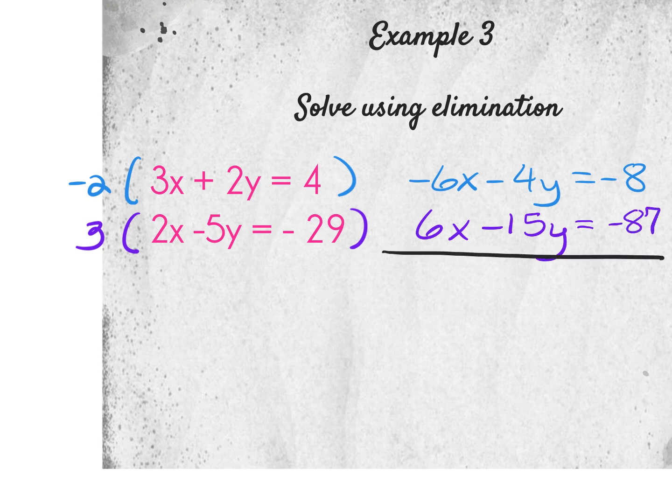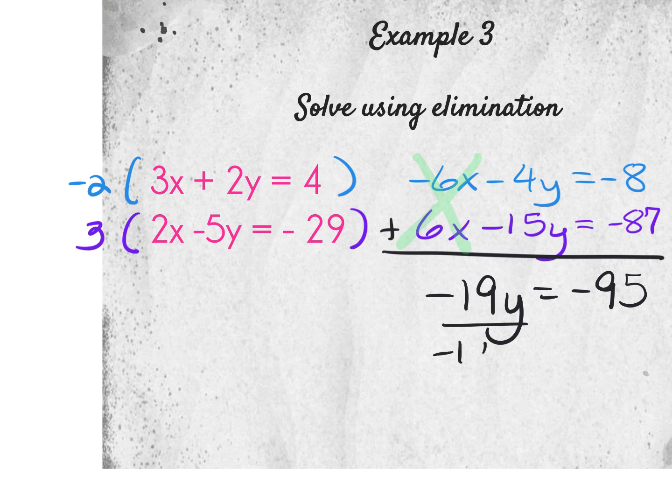Now I can add my two new equations together, and the x term cancels out, becomes a 0. Then I can add negative 4y plus negative 15y and get negative 19y. Then I can add negative 8 plus negative 87 and get negative 95. I now will solve for y by dividing both sides by negative 19, and I get y equals 5.